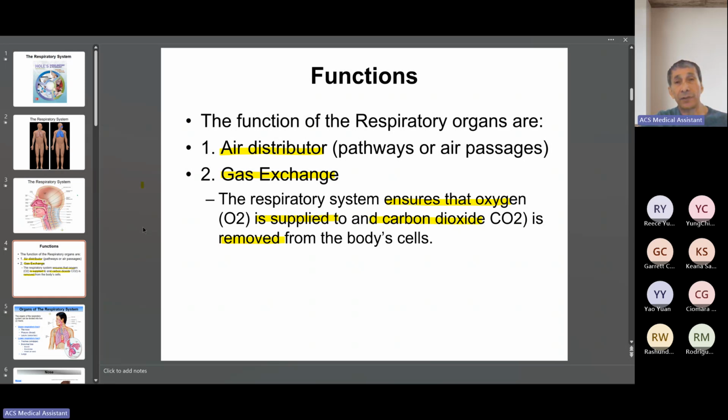So these are exactly the functions of the respiratory system. Taking air in, delivering oxygen, and then removing carbon dioxide. Simple. Gas exchange.